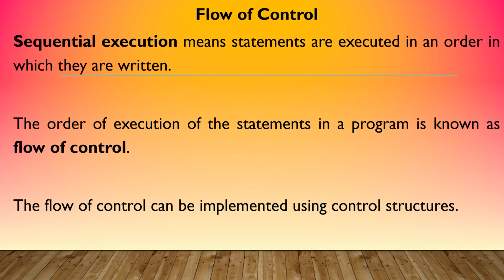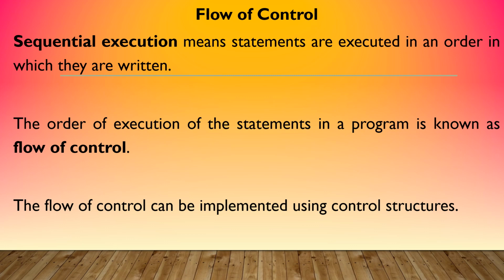In a program, there will be a number of statements one after another. When these statements are executed sequentially in the order in which they have been written, it is called sequential execution. So all the programs we have written till now are based upon sequential execution. The order of execution will be in the same manner as it has been written, that is sequential execution.